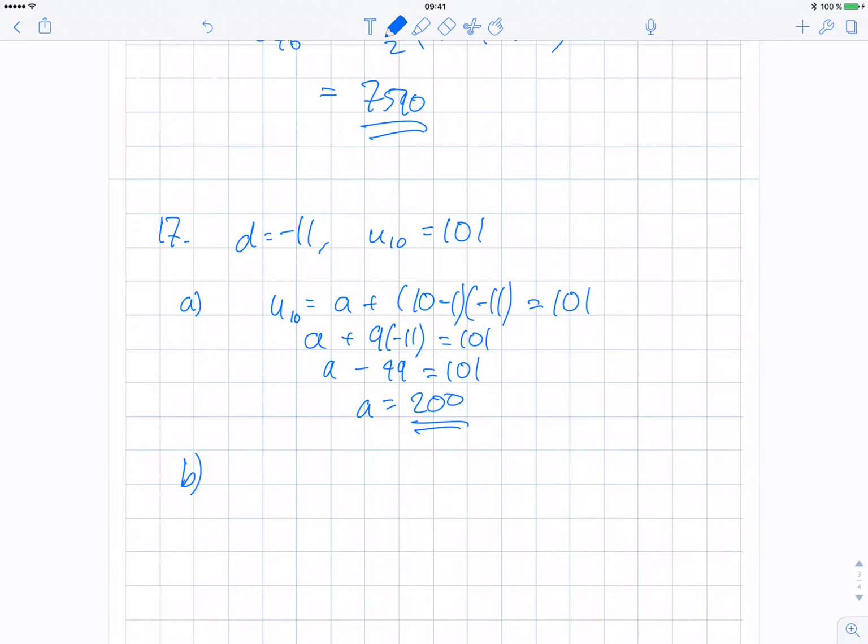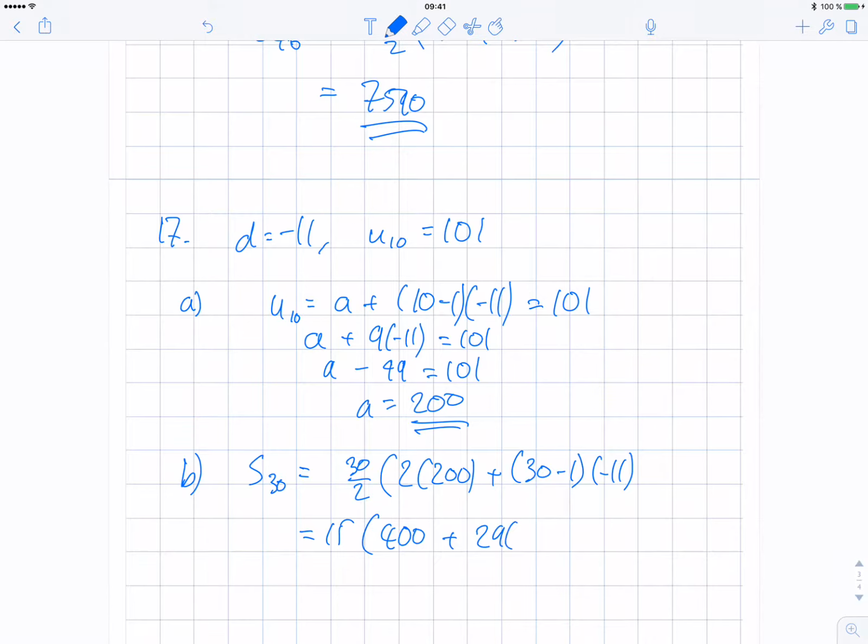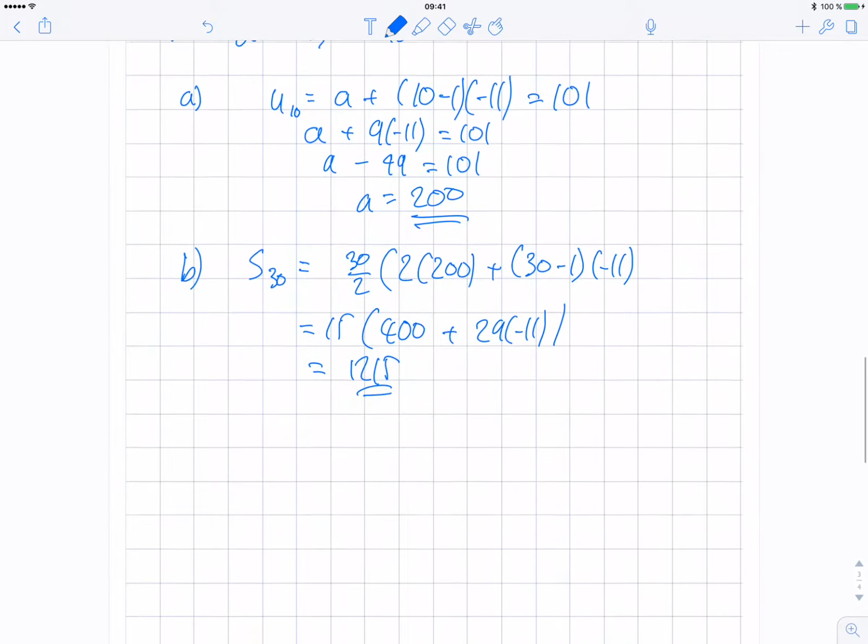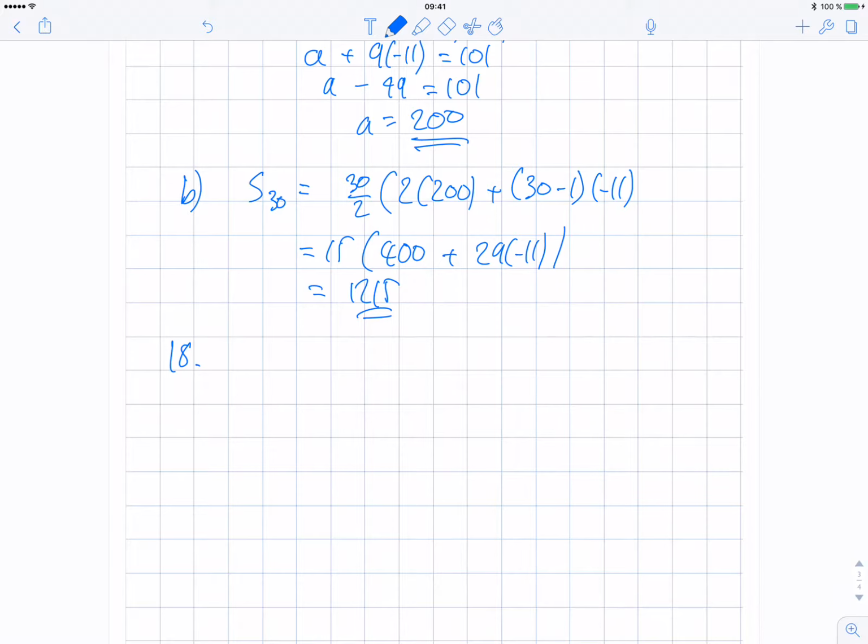Part B. Find the sum of the first 30 terms of the series. So sum of the first 30 is equal to 30 over 2 lots of A plus 30 minus 1 times by minus 11 is equal to 15 plus 400 plus 29 times minus 11, and that's equal to 1,215. Now on to the final question, which was 18.